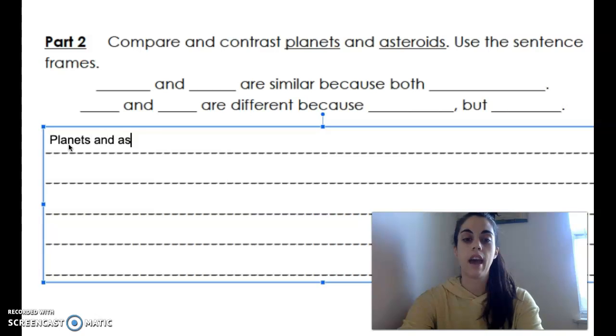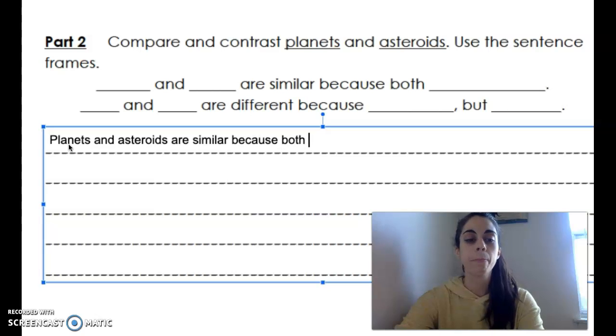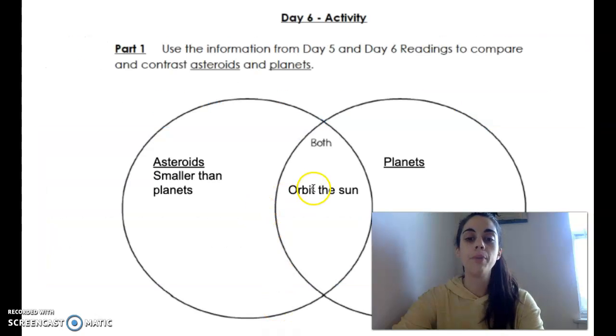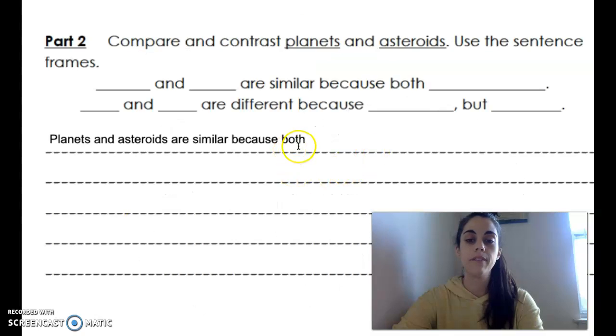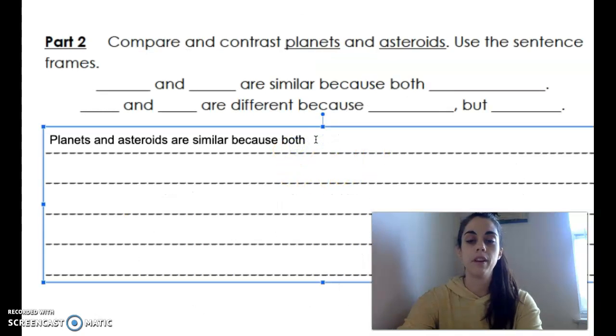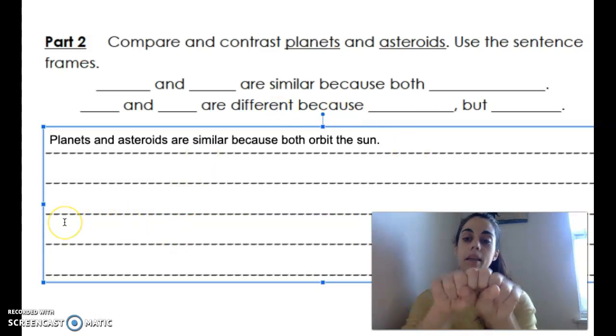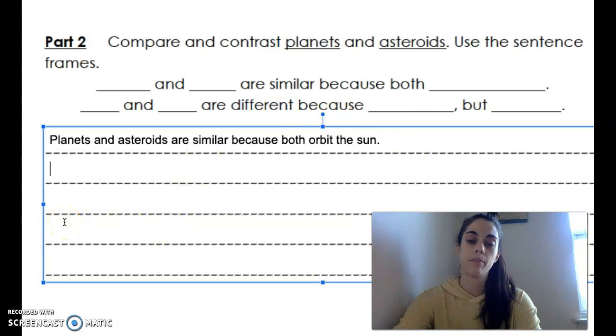Planets and asteroids are similar because both. Let's look back at our Venn diagram. What's something similar that we put? Oh, they both orbit the sun. So I'm going to finish my sentence with this example from our Venn diagram. Because both orbit the sun. Finish my sentence with a period. Go ahead and write your own sentence comparing planets and asteroids. What else did you put? What else is similar? Pause the video and continue once you have your own sentence.